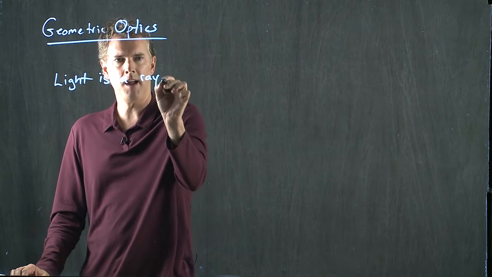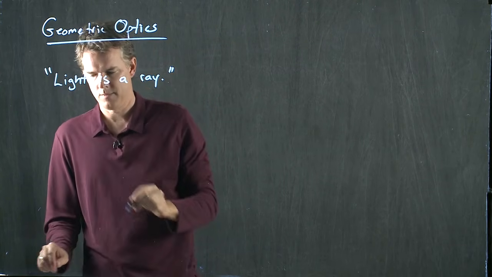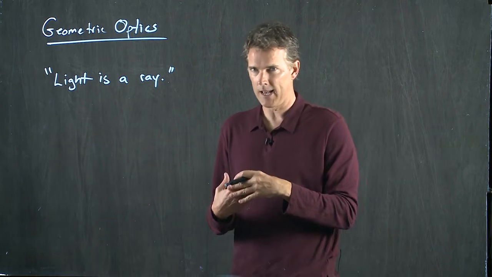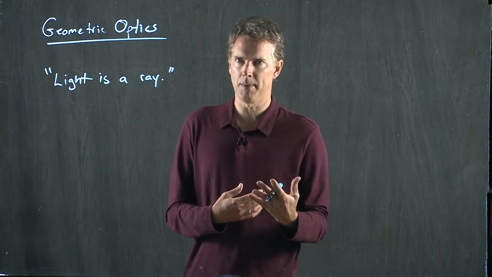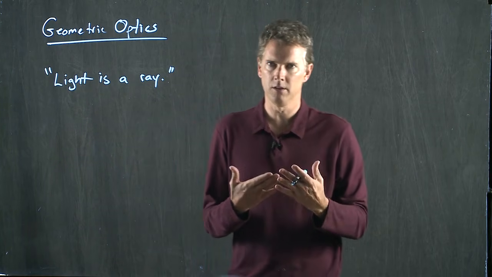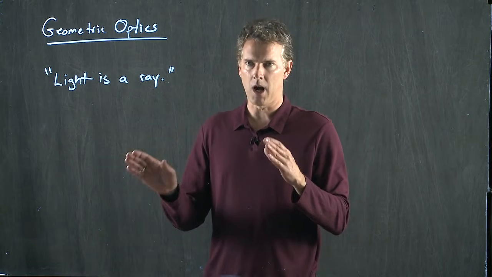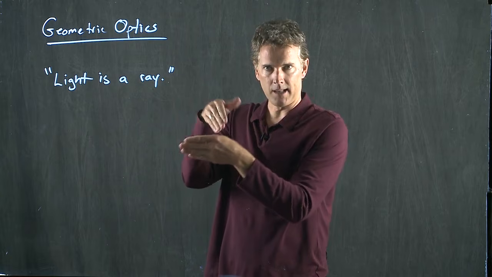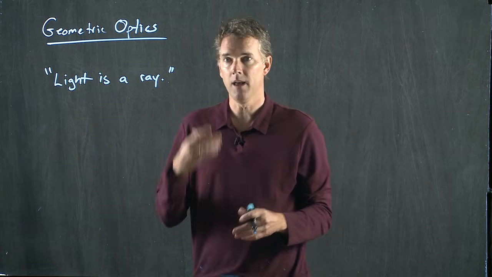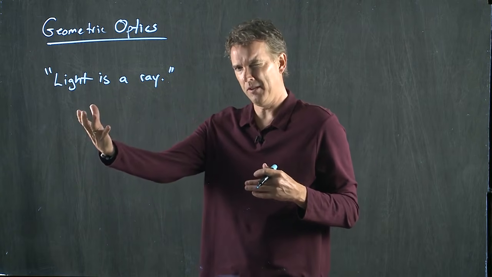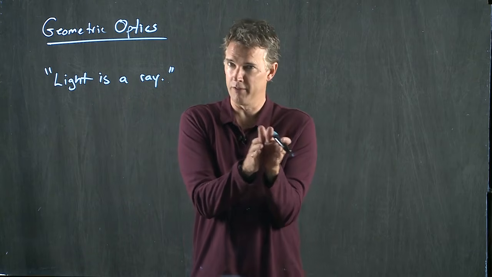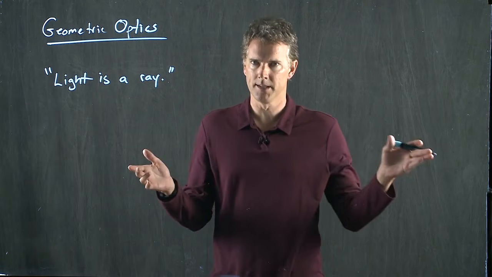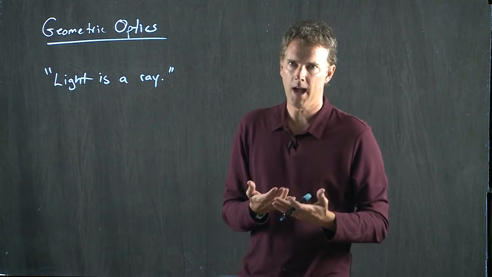Light is a ray. All right, we learned about light a little bit in the last chapter when we talked about electromagnetic waves. We said that electric fields and magnetic fields can oscillate together and propagate along as an electromagnetic wave. That is what we call light. Specifically, light refers to the visible portion of the spectrum, but a lot of times you hear physicists refer to the entire electromagnetic spectrum as light.